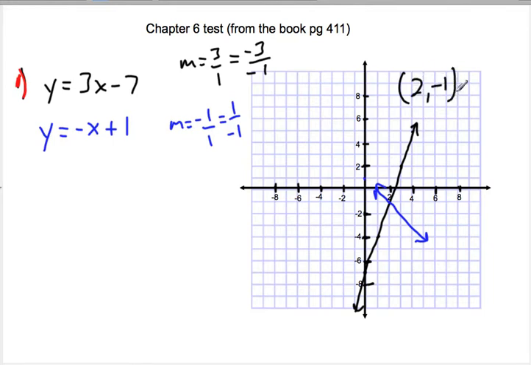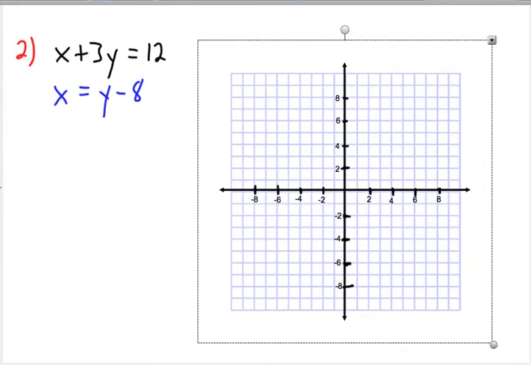Now I'll plug it in to make sure. 6 minus 7 is -1, and -2 plus 1 is -1. So that is correct. Alright, for the next one, these are not in slope-intercept form because they're not solved for y. So I'll need to start by doing that.